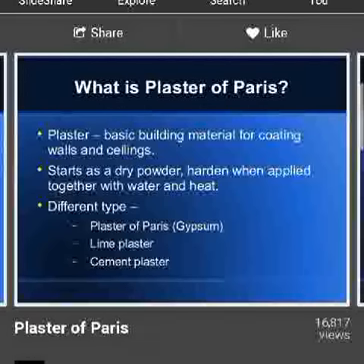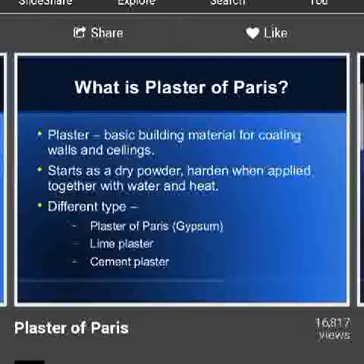Plaster is a basic building material for coating walls and ceilings. It starts as a dry powder. It hardens when applied together with water and heat, because it sets with time.